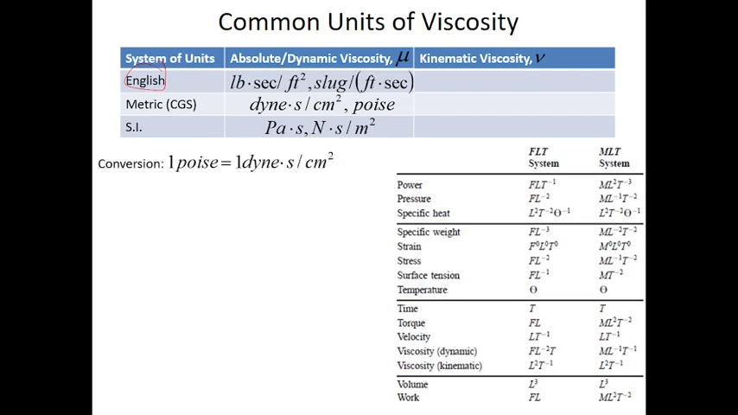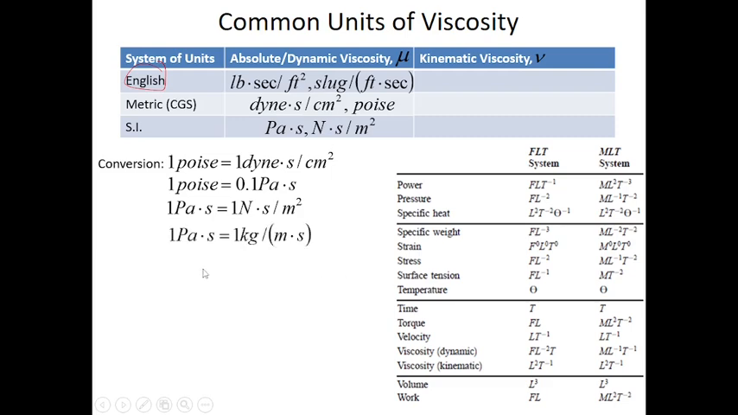And then, ating mga conversion, for every poise, 1 dyne second per square centimeter or 0.1 Pascal second. Okay? 1 poise is 0.1 Pascal second. 1 Pascal second, 1 Newton second per square meter. I'm encouraging you to memorize, no? 1 Pascal second, 1 kilogram per meter second, 1 pound second per square foot. That is 1 slug per foot second. So, equivalent nito, ito. Okay?